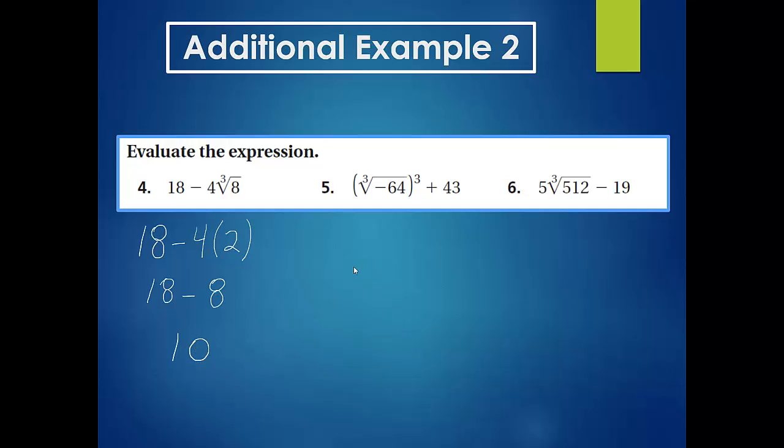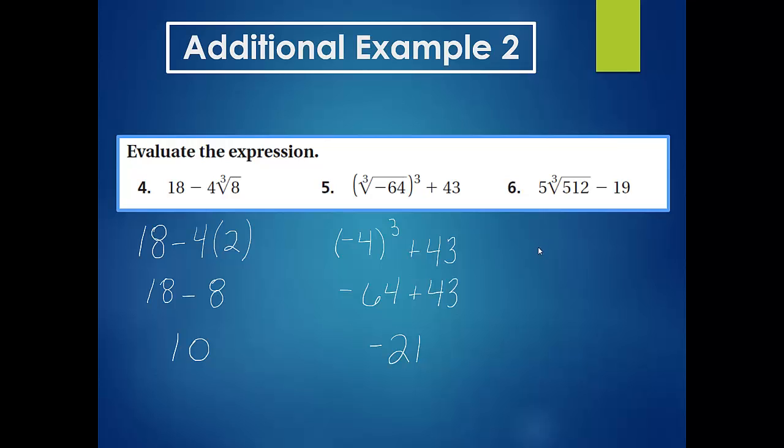For number 5, we want to find the cube root of negative 64, and then we're going to cube that answer, and then plus 43. So the cube root of negative 64 would be negative 4, because negative 4 times negative 4 is 16, and 16 times negative 4 is negative 64. So now we have negative 4 cubed plus 43. Well, negative 4 times negative 4 times negative 4 is negative 64, and then plus 43, and negative 64 plus 43 is negative 21.